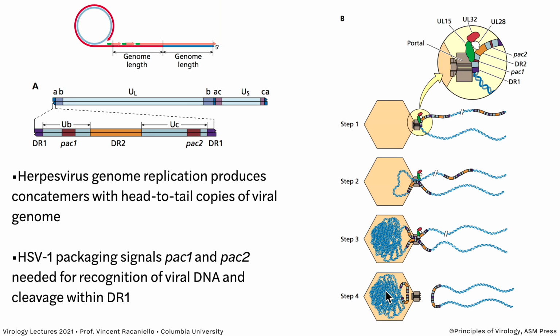And how does it know when to stop? When it encounters another packaging sequence, because there'll be another one at the beginning of the next concatemer, right? Because the packaging sequence is just here at the left end. And so when it reaches that other packaging sequence, you can see here in step 3, then there is a nuclease associated with the portal that cuts it. So now inside the capsid is a head full of DNA. It's a complete genome.